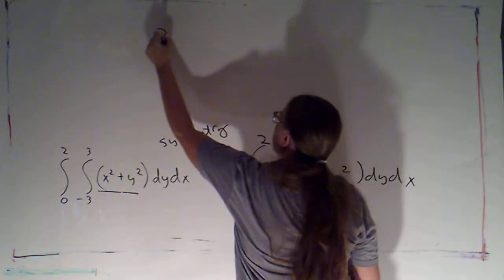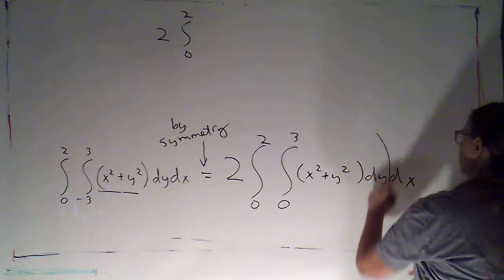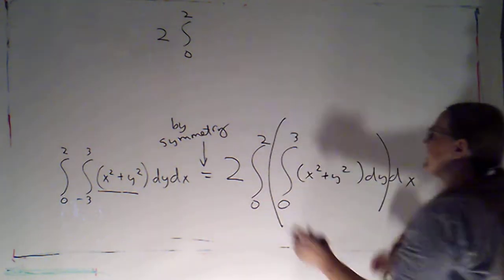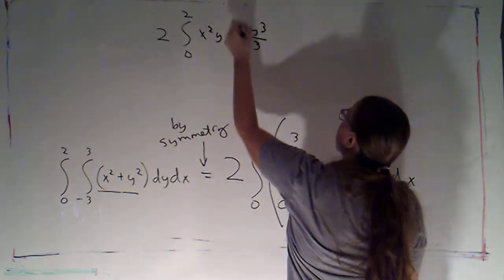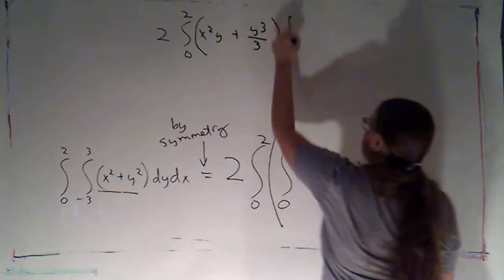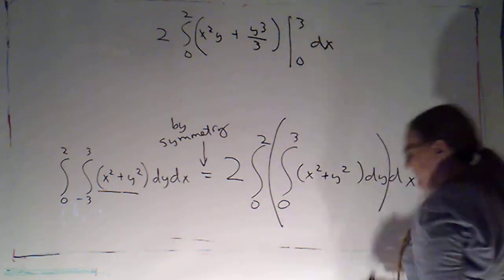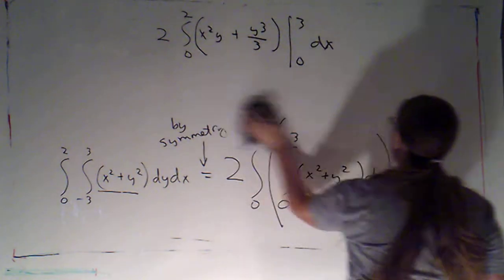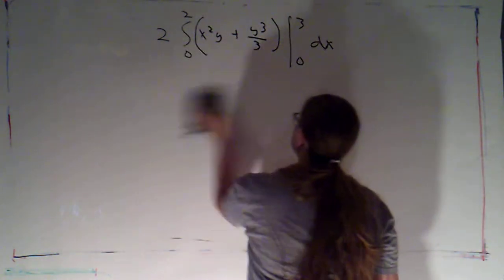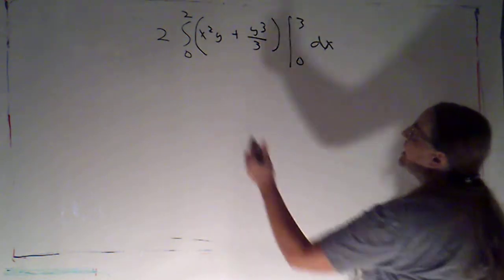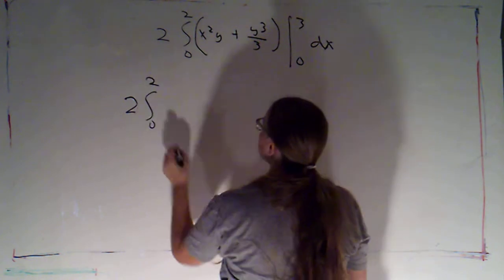So this is 2 copies of the integral from 0 to 2. Let's do the integration with respect to y. So I'm going to get x squared y plus y cubed over 3, and that's evaluated between 3 and 0, and then we still have our integration to do with respect to x.